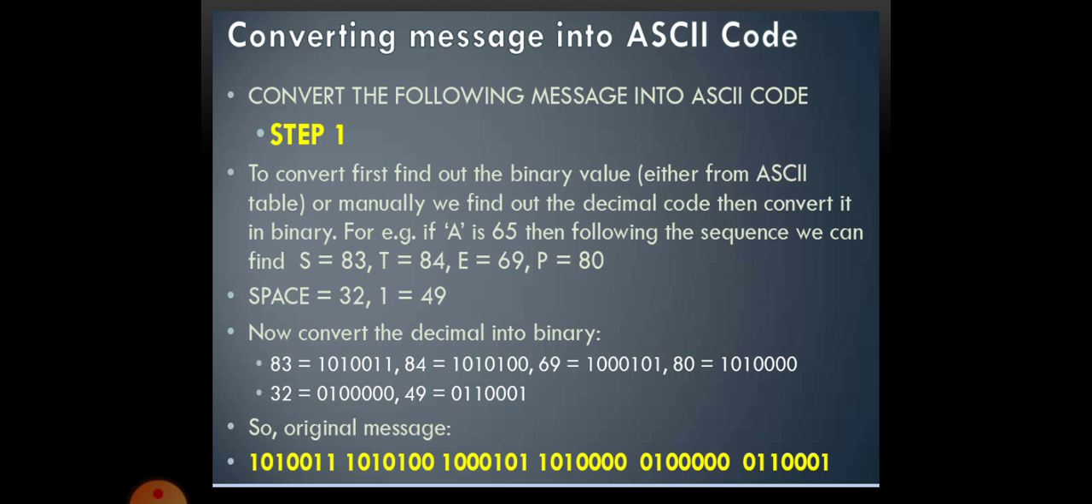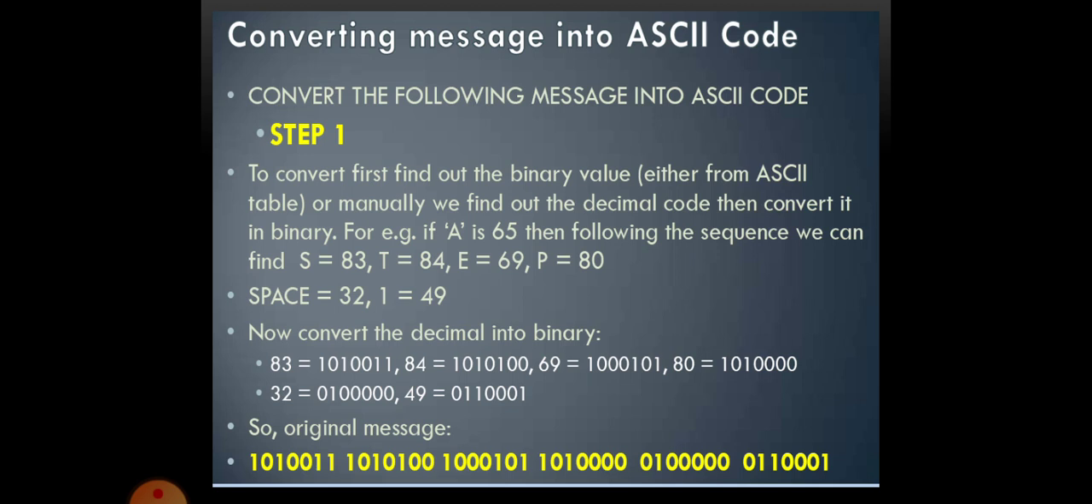So each character is converted into its own ASCII value. S has the ASCII value 83, T has 84, E has 69, P has 80. So these have to be converted. Space, how to convert it? Yes, 83 is converted into binary. Then P having the value 80, then convert into binary.